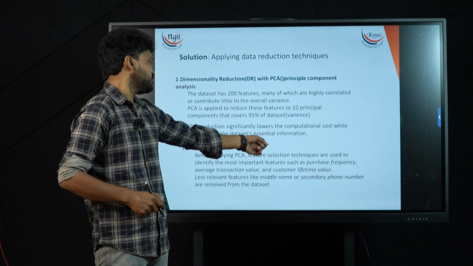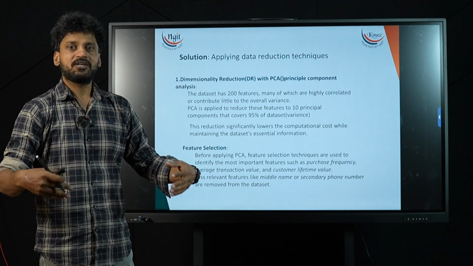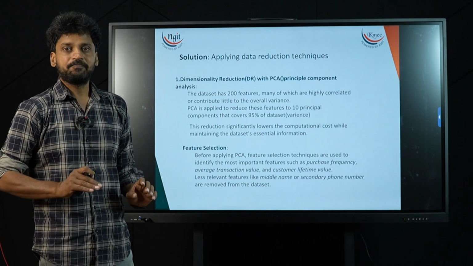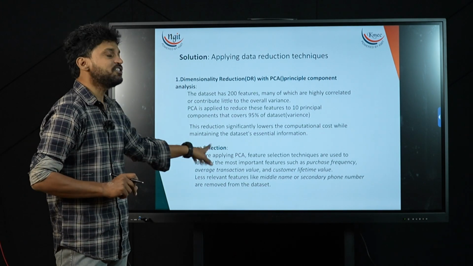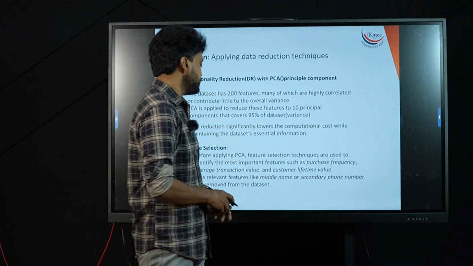Before applying PCA, a feature selection technique is used to identify the most important features. We are going to identify the most important features by using something called feature selection. After feature selection, you can apply dimensionality reduction with PCA.